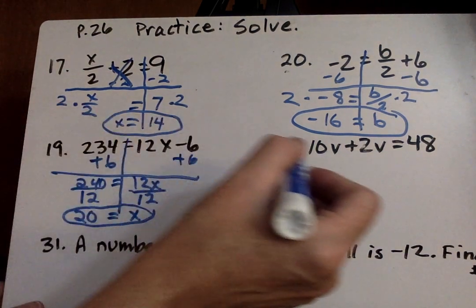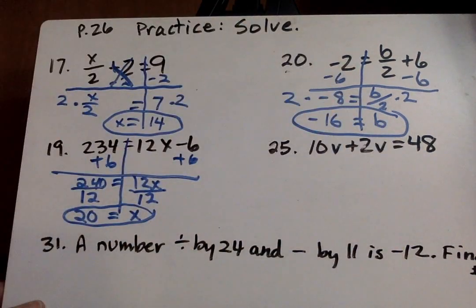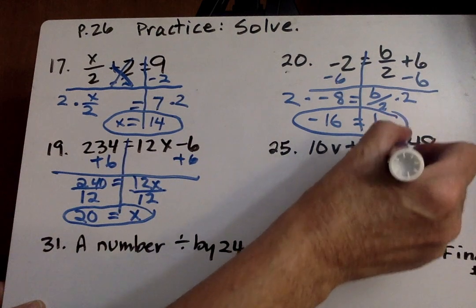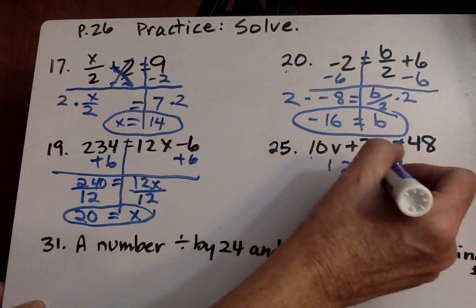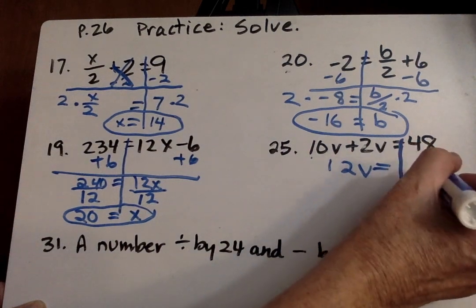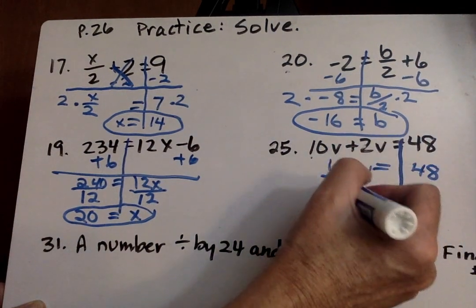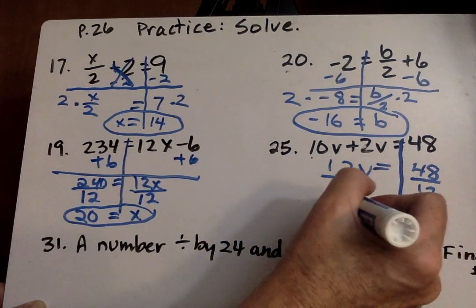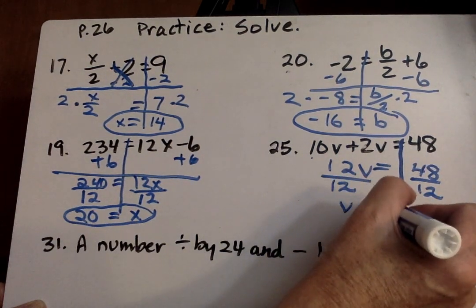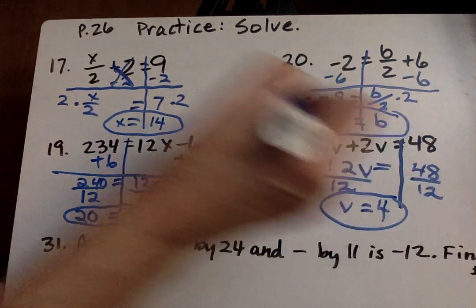Now I'm going to jump down to a couple at the bottom. You have to think a little bit deeper. 10v plus 2v, those are like terms, so we're going to combine them first. I'm going to put the line down here. 10 plus 2 is 12v equals 48. Divide by what's in front of v. And v equals 4.